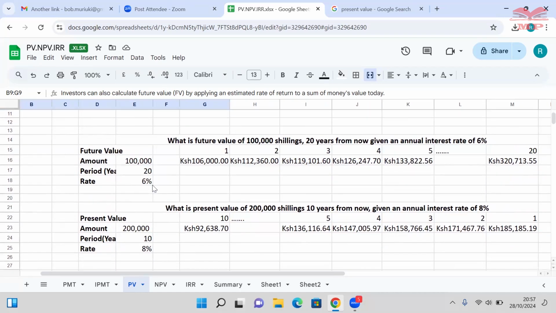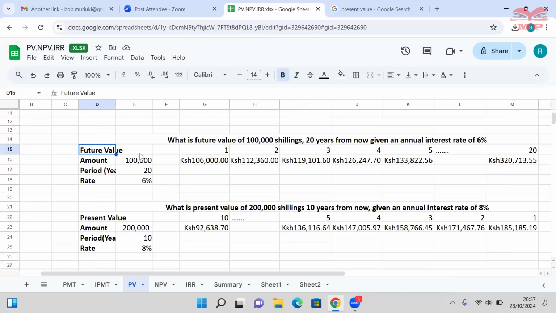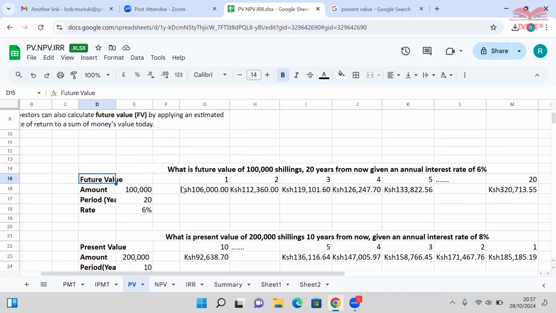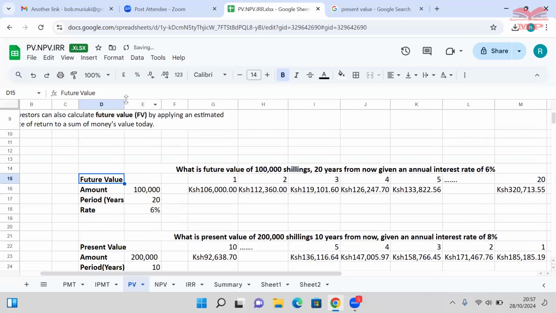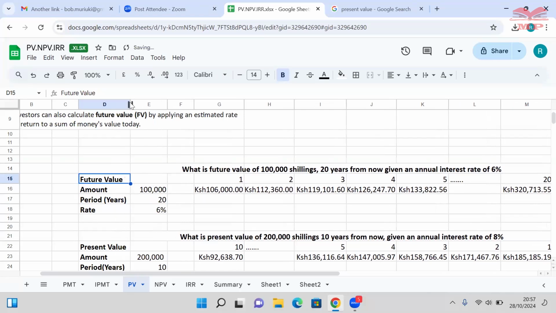So how do we work out future value? There's an FV function, future value function, but there's a manual way of working it out. If you remember, I don't know if you have done the compound interest formula. You can use a manual way of doing it, but because we are trying to use Excel, we can use the FV function, this one that I've already used here. Let me zoom in a bit so that you can see it.